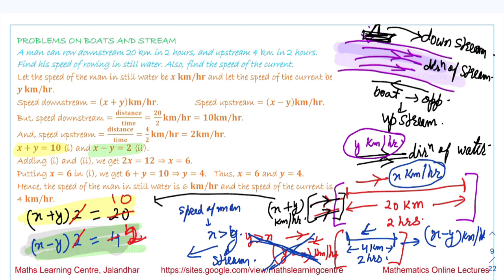On adding these two equations, we get 2x is equal to 12, that is x is equal to 6, and substituting the value in one of these equations, we get y is equal to 4. So the speed of the man in still water is 6 km per hour, and the speed of the stream is 4 km per hour.